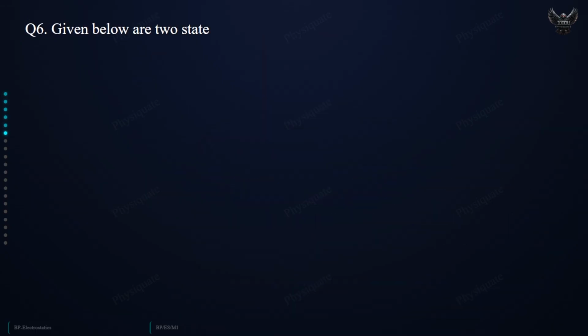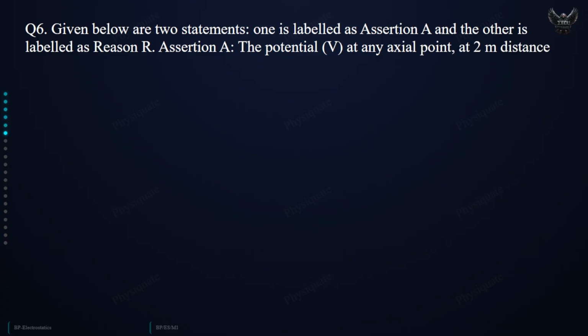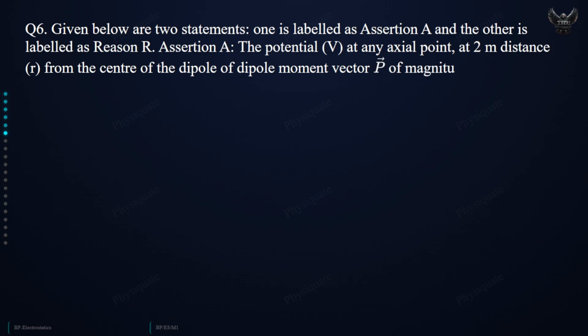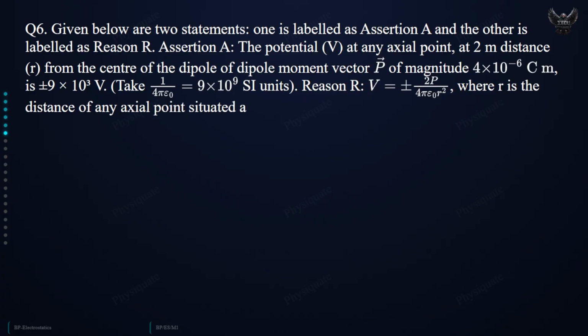Question 6. Given below are two statements, one is labeled as assertion A and the other is labeled as reason R. Assertion A: the potential V at any axial point, at 2 meter distance r, from the center of the dipole moment vector p of magnitude 4 times 10 to the power minus 6 C m, is plus or minus 9 times 10 to the power 3 volt. Take 1 divided by 4 pi epsilon 0 equals 9 times 10 to the power 9 SI units.